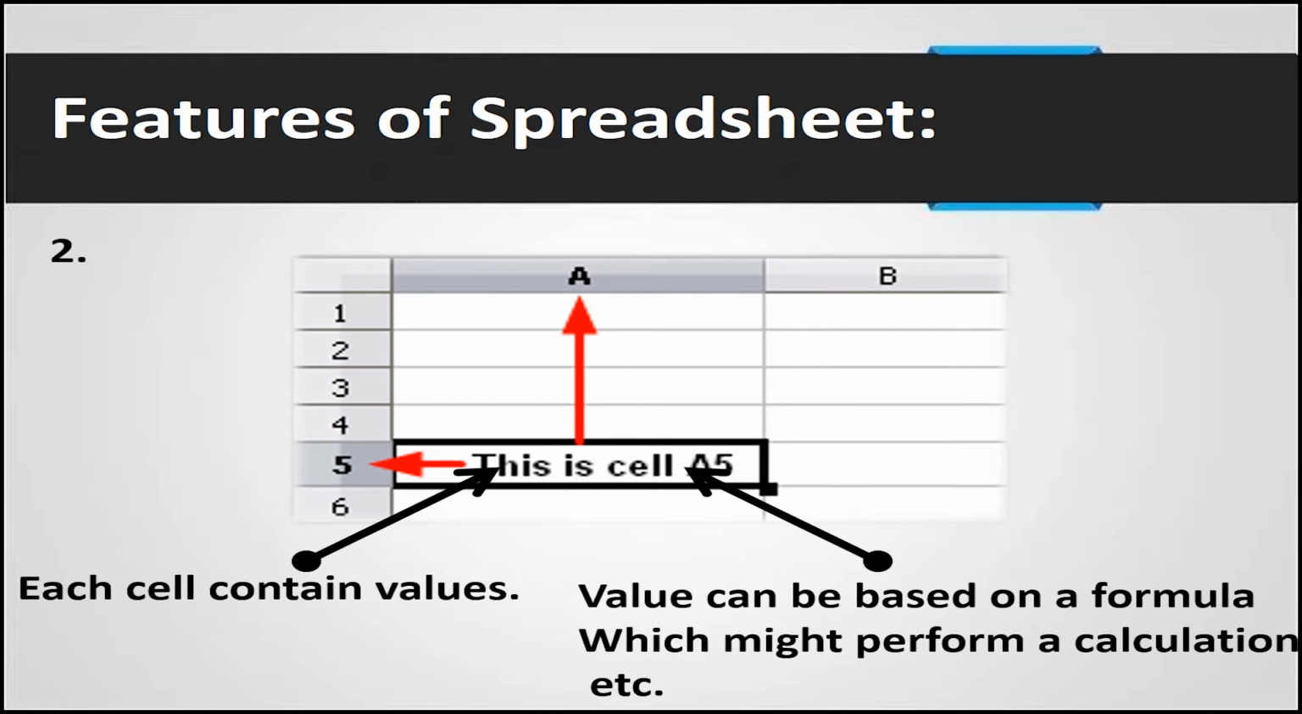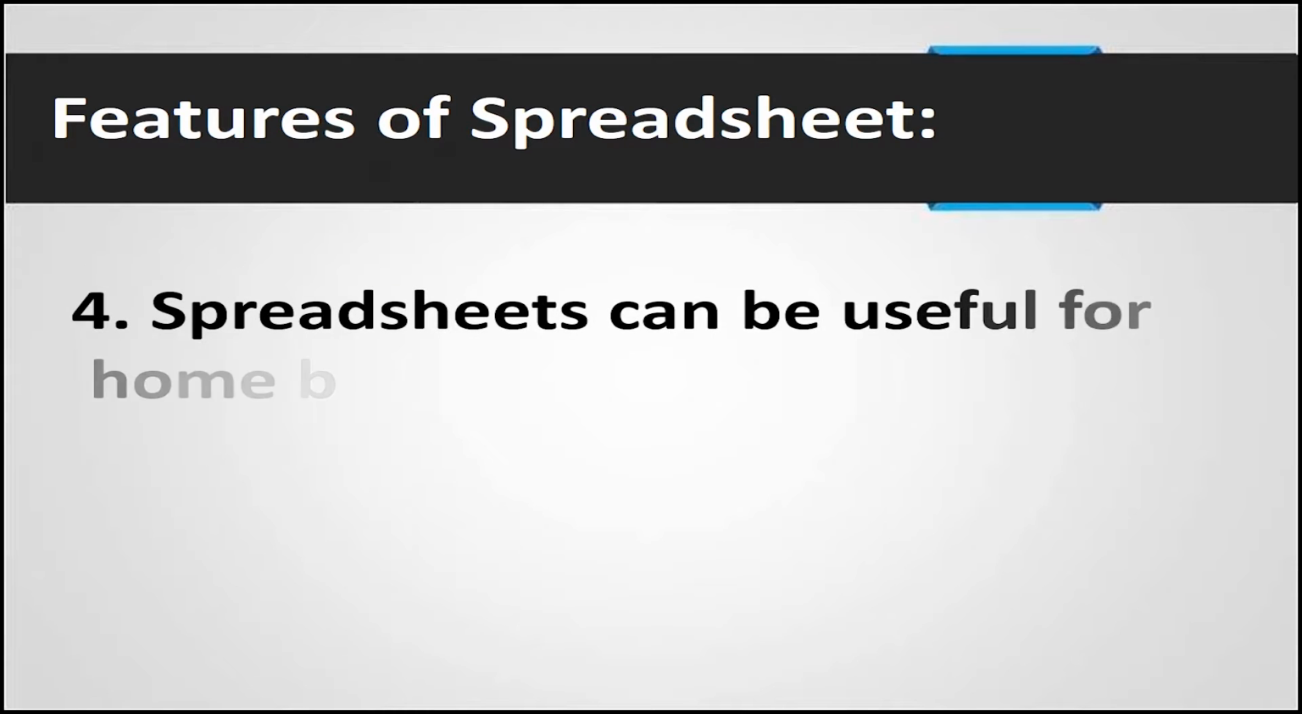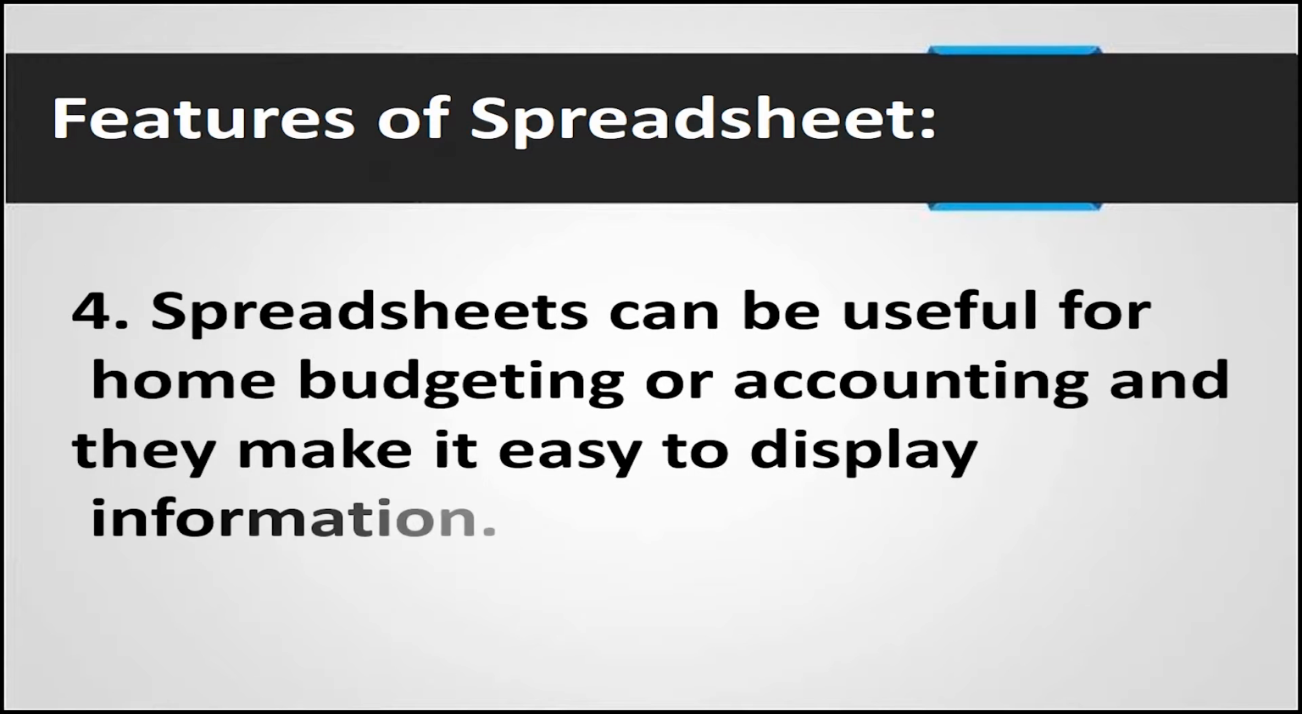Alternately, a value can be based on a formula which might perform a calculation, display the current date or time, or retrieve external data such as a stock quote or a database value. A formula is a calculation based on the contents of a cell or a total of a combination of cells. The total in that formula can change if the content of the contributing cells is also amended. Spreadsheets can be useful for home budgeting or accounting, and they make it easy to display information.